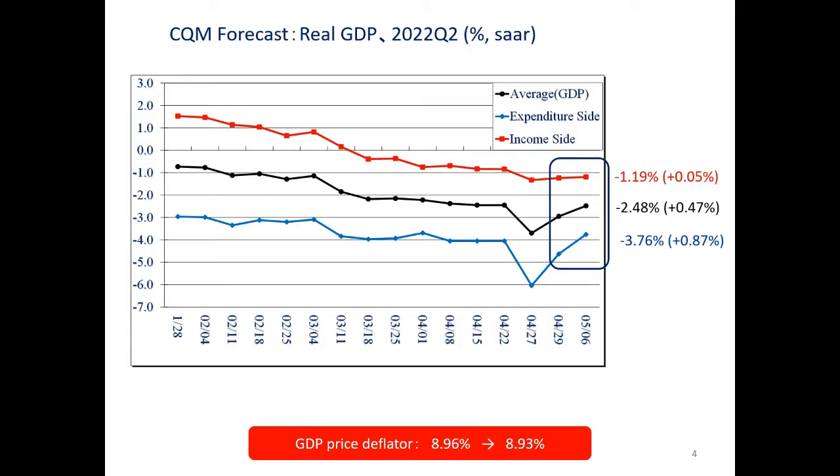As a result, the economic growth rates on both the expenditure and income side have been revised upward, but both are expected to be negative growth. The latent true economic growth rate is forecasted to be minus 2.48%.